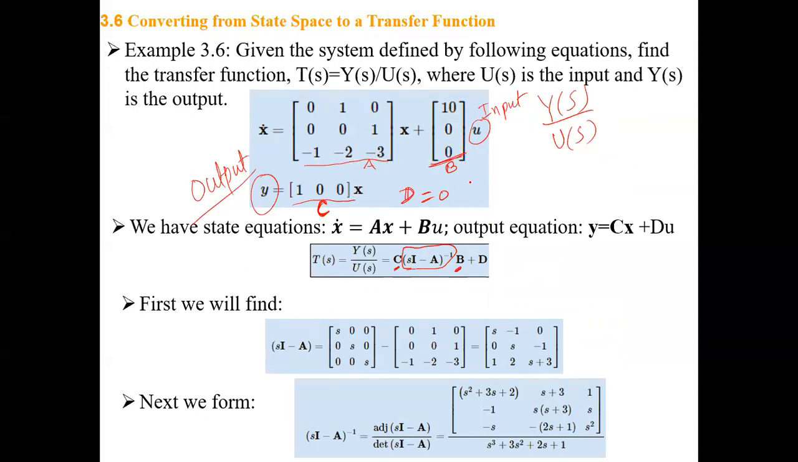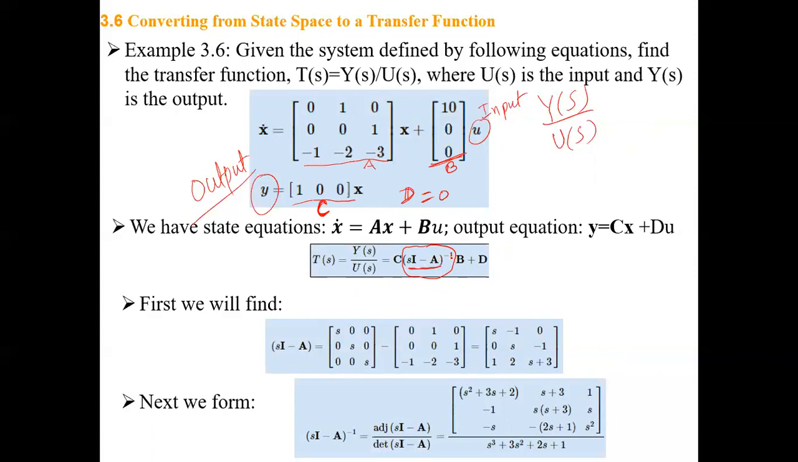Okay. So the only thing you need to figure out is, C is there, B is there, D is there. The only thing you need to figure out is this guy here, that thing in between. This guy is difficult. I mean, it's not difficult, but you have to do some work here. So let's begin with sI minus A.